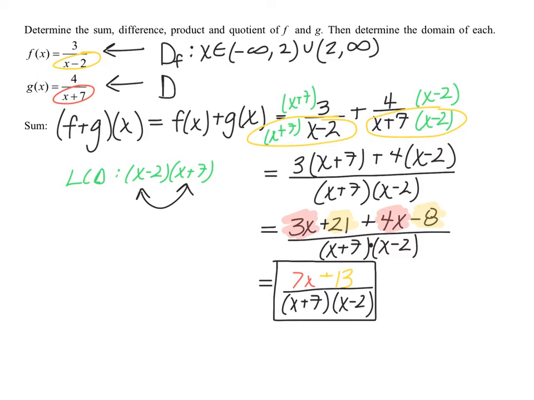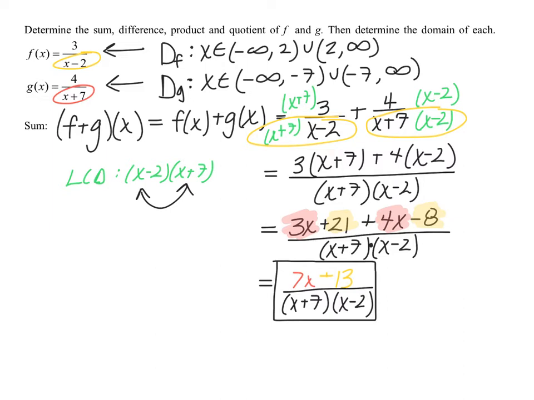So I'll use a capital D for the domain and a little subscript of a g here. And my x values can be all values except negative 7. So that would be from negative infinity to negative 7, union negative 7 to positive infinity. So those are the two individual domains for functions f and g.